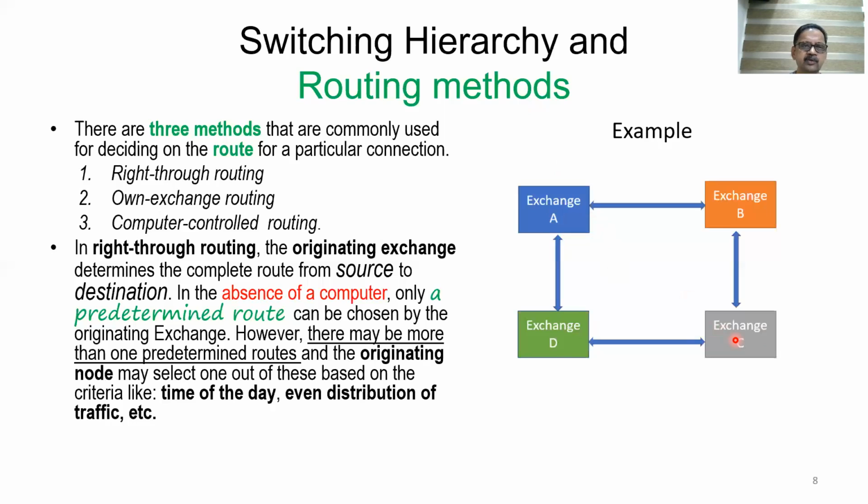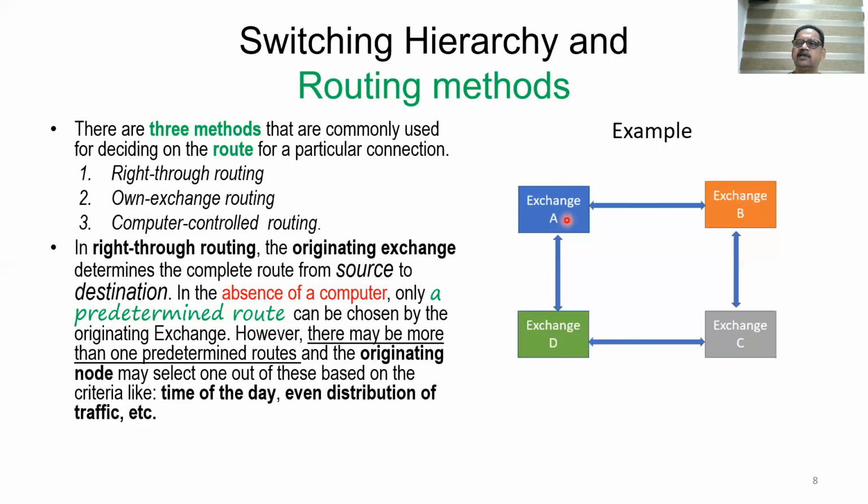So in right-through routing, exchange A itself decides how the call has to pass through from this exchange to this exchange. So let the call pass through via B. Then the call is established from the calling subscriber here to the called subscriber in this exchange via A to B, B to C. Or the originating exchange, the exchange from which the call is made, may decide instead that the call should be completed via D, A to D, D to C.